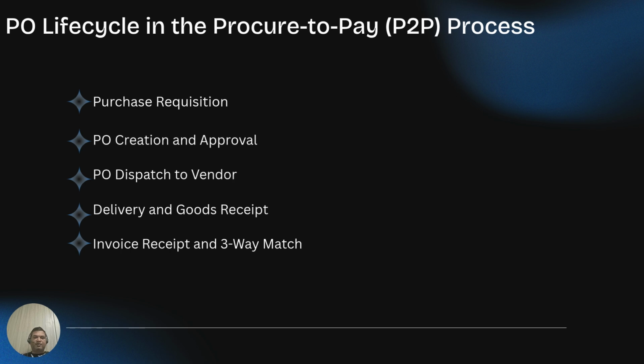And once it is approved, the PO is dispatched to the vendor or the service provider, and then the service provider acknowledges the PO, it delivers the goods, and then finally, for the goods that are delivered to you, you receive an invoice and it follows through a three-way match process.